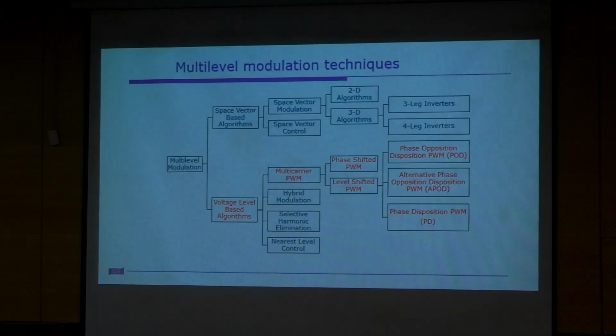So the next one is the nearest level control. This one is especially used for extremely high levels, when the levels exceed 20, 50, or somewhere around 100 levels. In that case the nearest level control algorithm is a very popular technique. It is used in applications where the number of levels is very high.